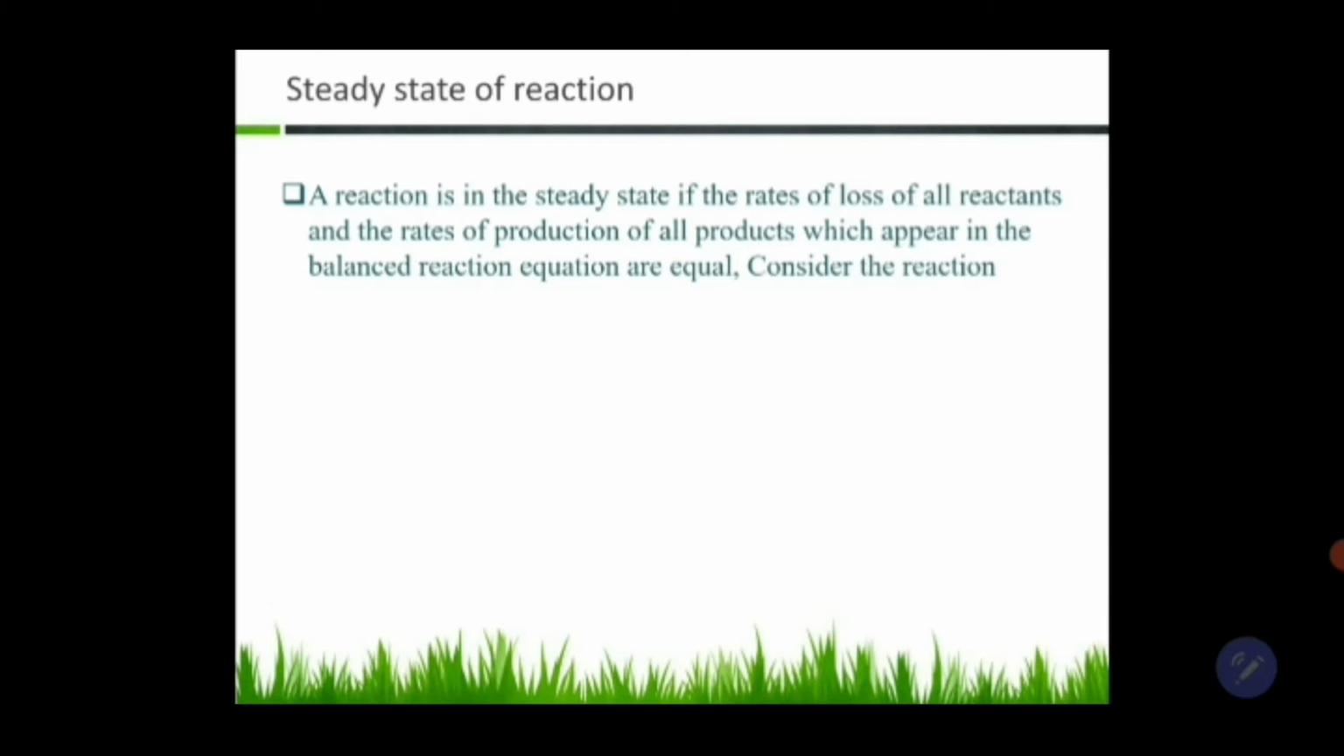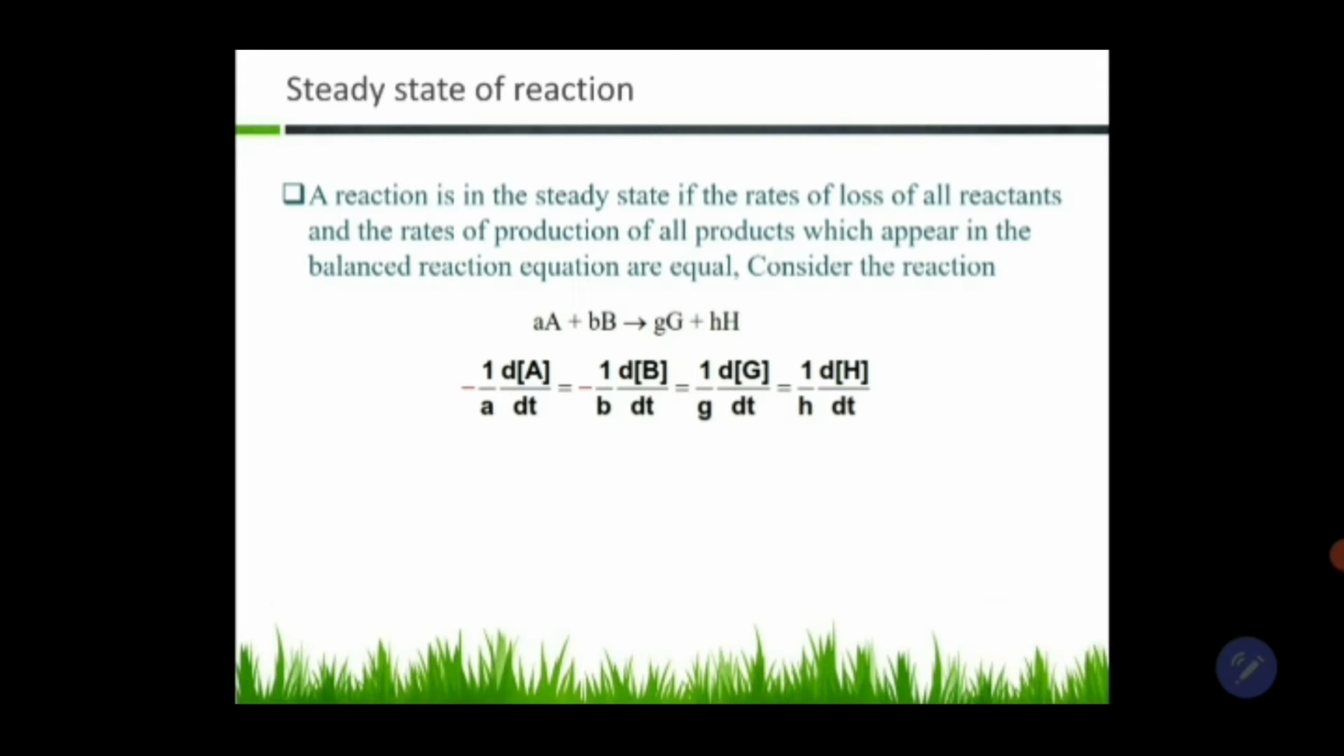That means there will not be any formation of intermediate in large amounts. The concentration of the intermediate is very low. Consider a reaction where a moles of A and b moles of B give g moles of G and h moles of H. So you can write down the expression for the rate of the reaction like this.